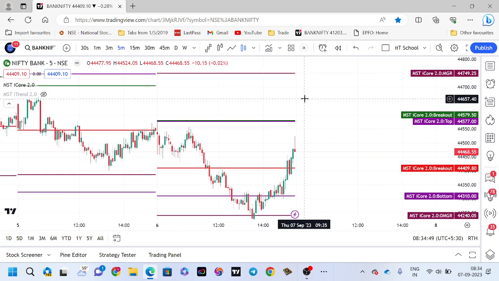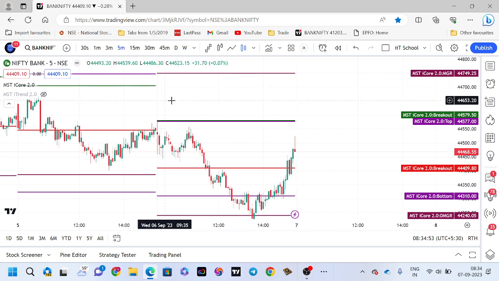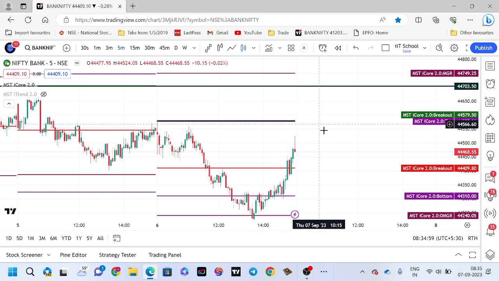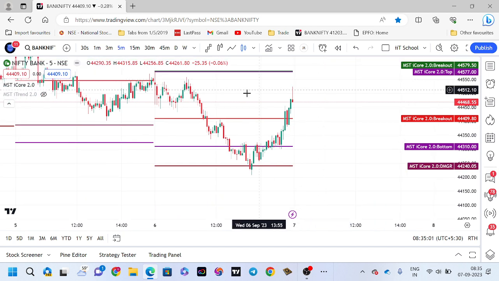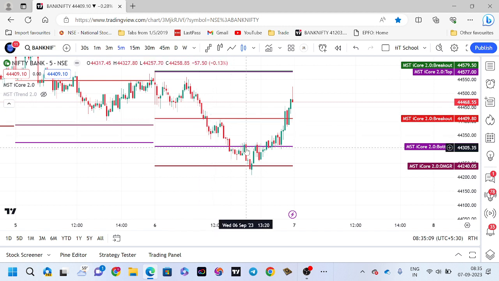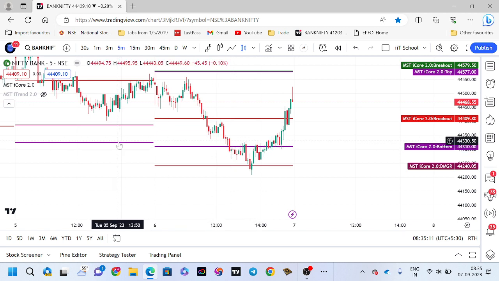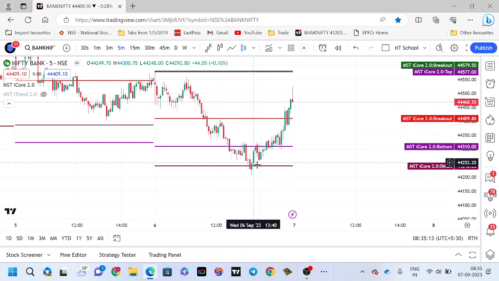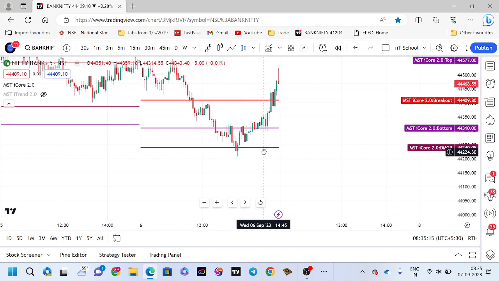And your next target will be the previous day lines, if they are coming here, that will be the target. Otherwise, this will be your target. Clear? Similarly, here this support zone breakout is happening, this will be your target. If there are no levels here, then the previous lines will be the target, and the next level will be the target. And perfectly from here it has reversed.